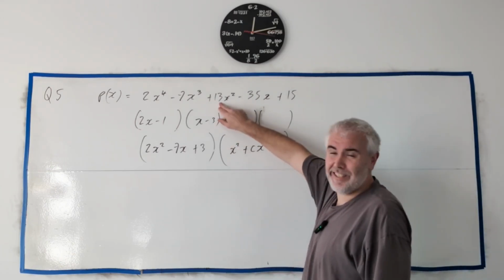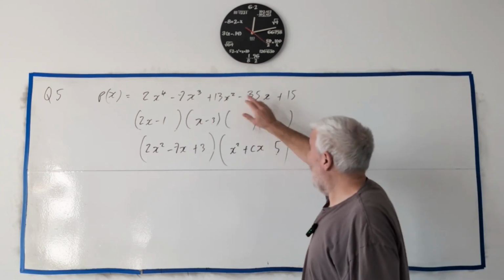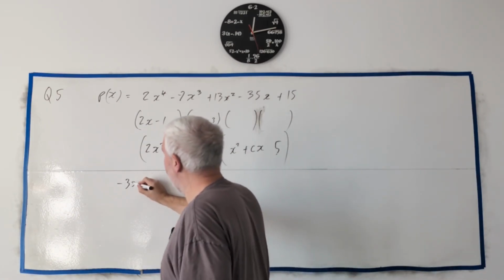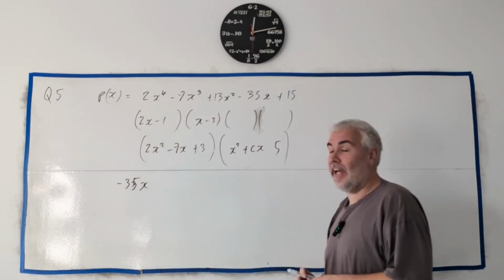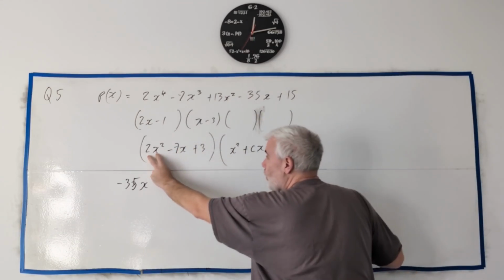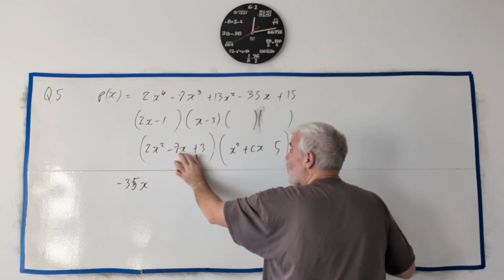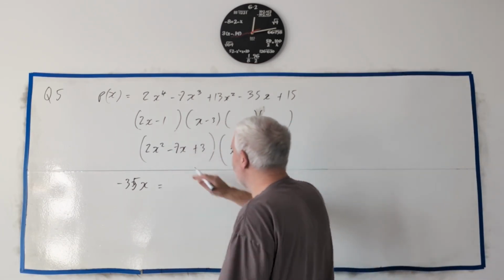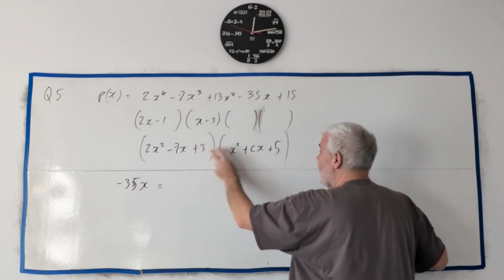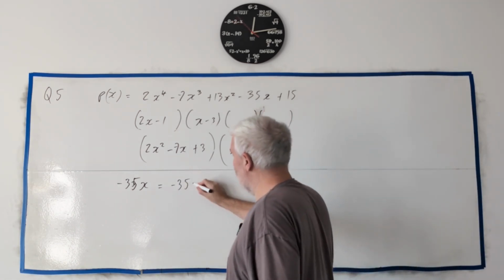Another spoiler though, the middle one's a little harder. It's a bit more complicated. There's multiple c's involved, and all of them work. I'm just going to use this one here, minus 35x. How does that come to be? How do these two multiply to get this? 2x squared can't multiply by anything to get an x, so it's not involved. Minus 7 is involved. Minus 7 must multiply by this number, that would help get this. And that, in fact, is minus 35x.